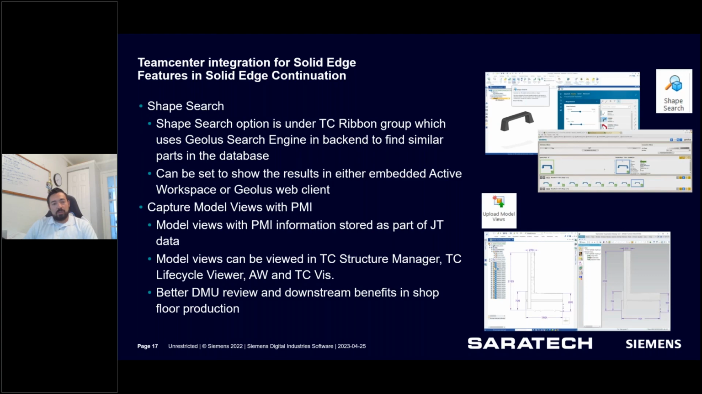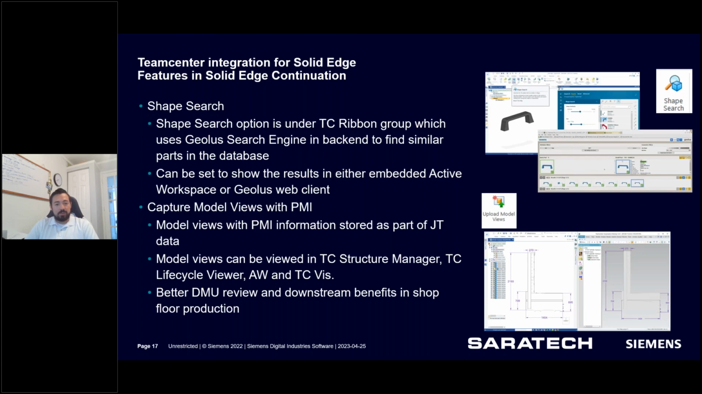One really good tool is the shape search. So the shape search option is on the Teamcenter ribbon group, which uses the Gilead search engine in the backend to find similar parts in the database. It can be set to show the results in either the embedded Active Workspace or Gilead's web client.